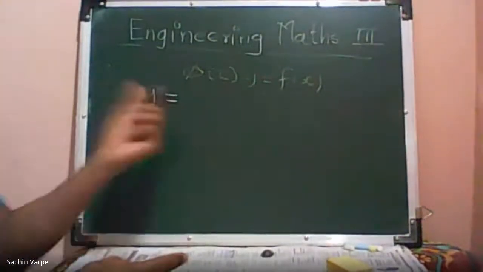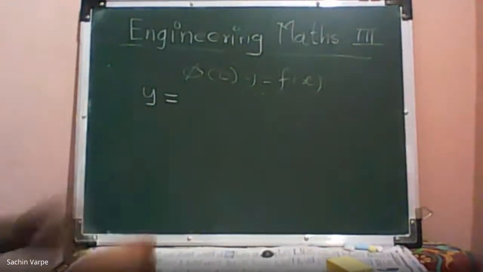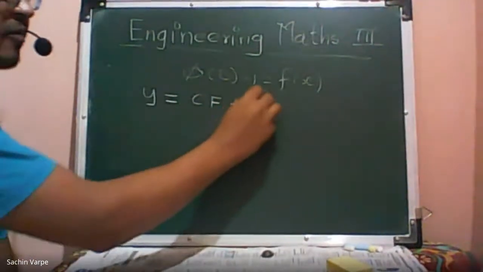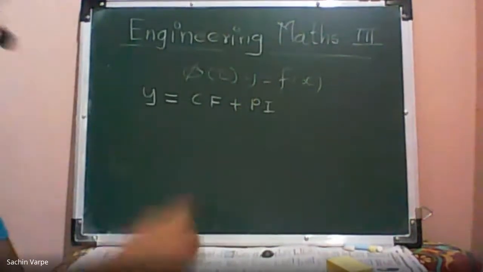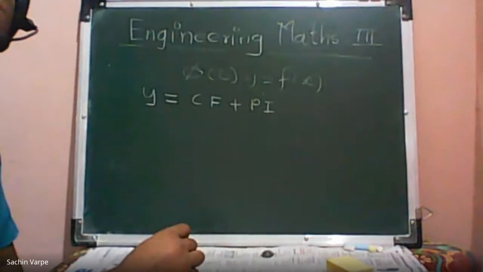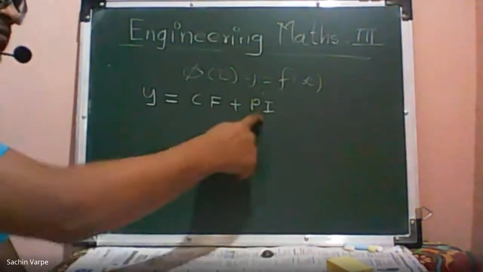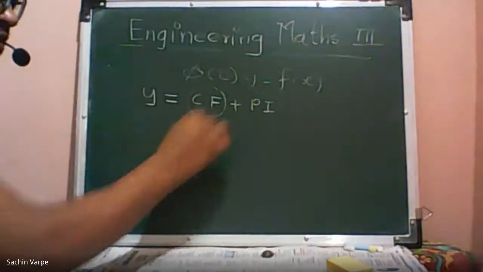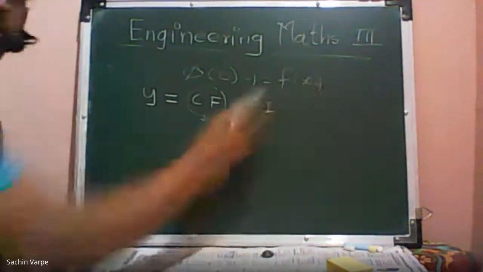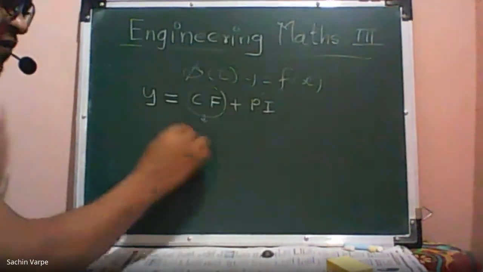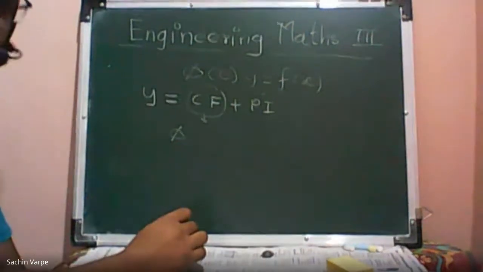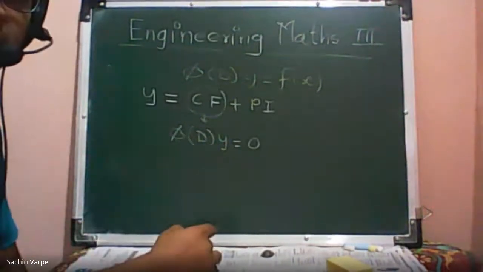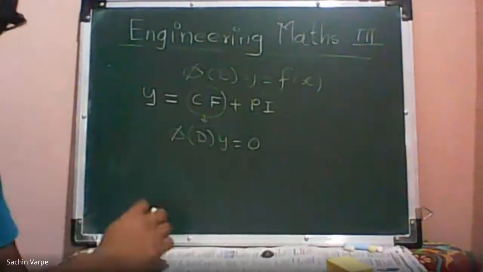Accordingly, its complete solution or general solution is equal to the combination of two sub solutions, CF and PI. These are called sub solutions. CF is the complementary function and PI is the particular integral. To find this complementary function, we started with the right hand side to be 0. That is, we have considered the homogeneous differential equation, that is phi of D into y is equal to 0. This is called homogeneous differential equation, and its solution is nothing but the complementary function, right?